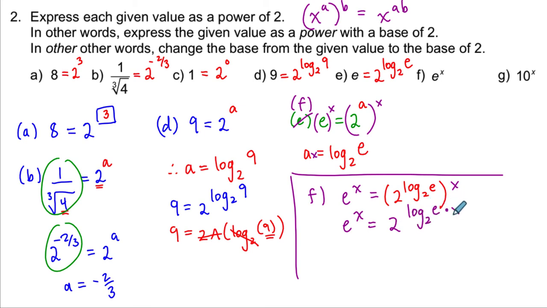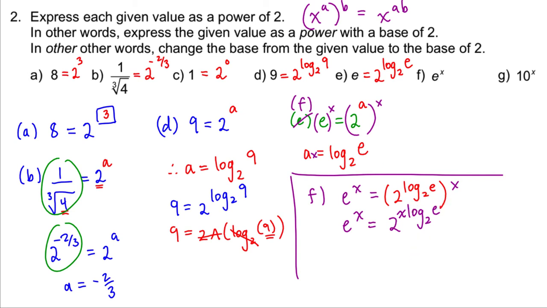I can either put the times x at the back like this, or just to make sure that I don't multiply e and x first, because the order of operations says to perform log base 2 of e and then multiply by x, I'm going to put that x in the front. Now I'm not tempted to multiply that x and that e.